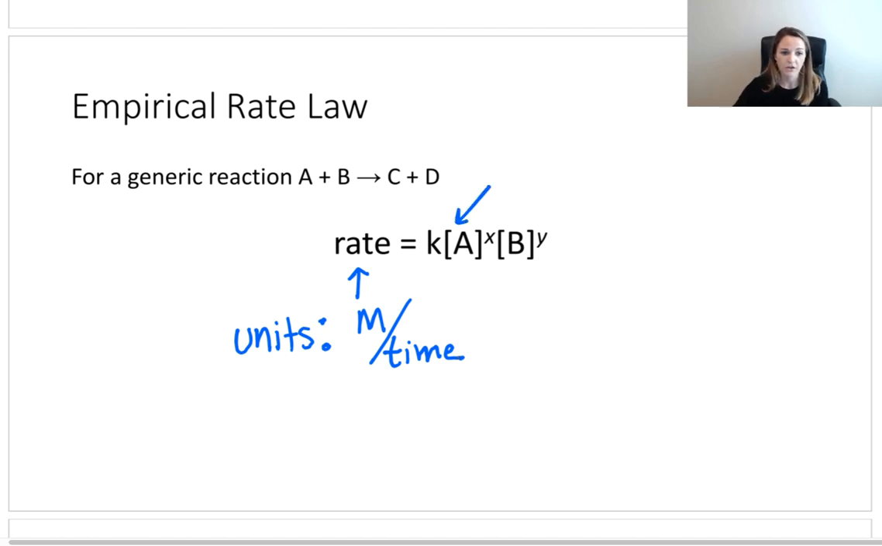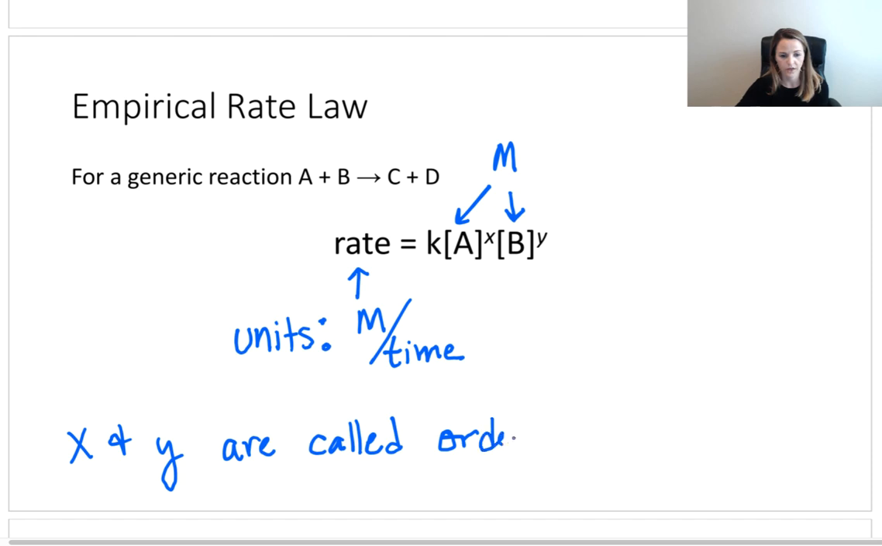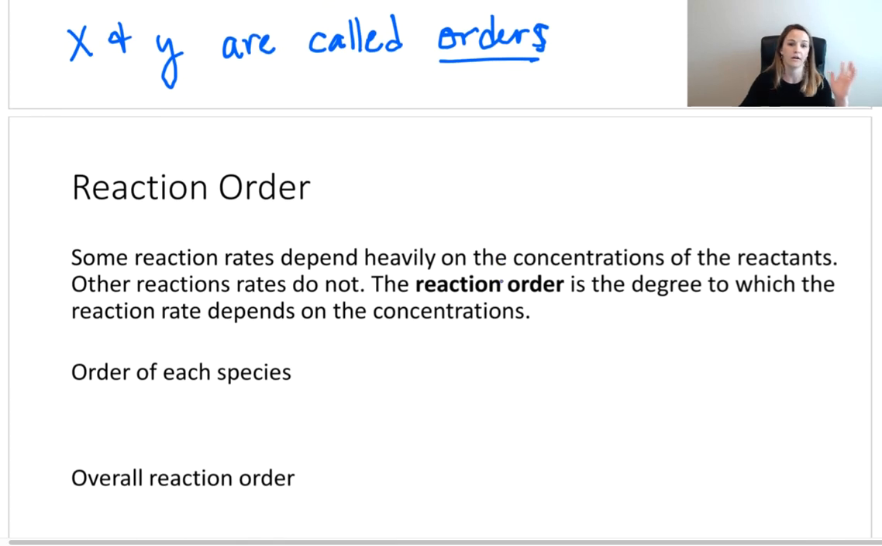A and B, you'll notice, are concentrations, so those are going to be in a concentration of molarity, so capital M. x and y are called orders. Okay, x and y are called orders. What is that, right? We're going to talk about that in just a second. And then obviously I see that there's k here. I just want to tell you that's a rate constant. I'm going to come back to that in about 2 slides, but just know that I'm coming back to that, okay? So x and y are called orders. And what the heck are orders, right?